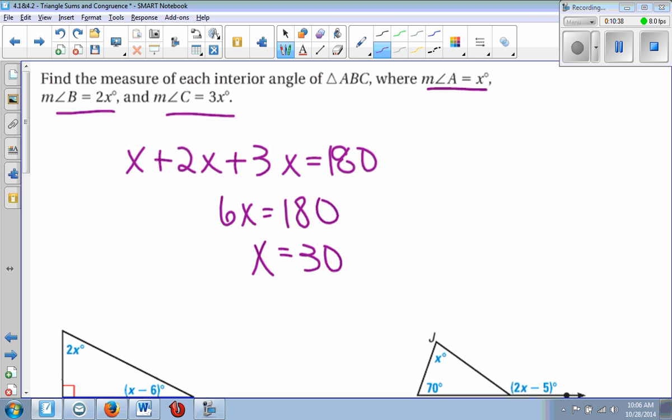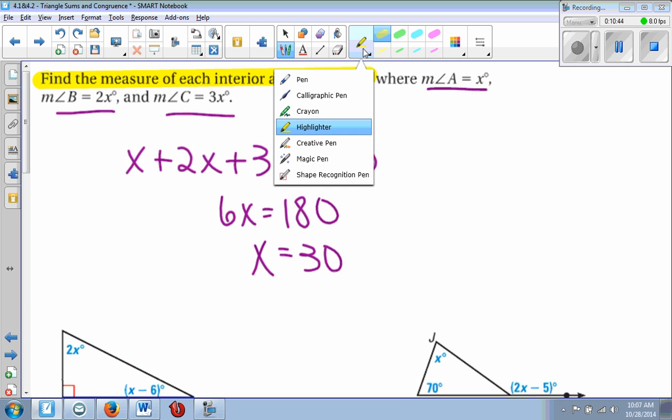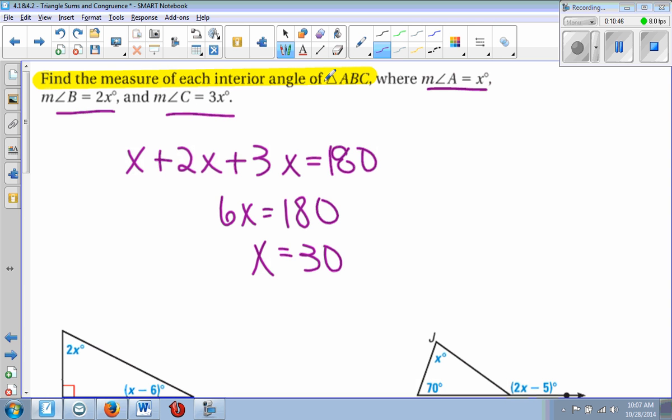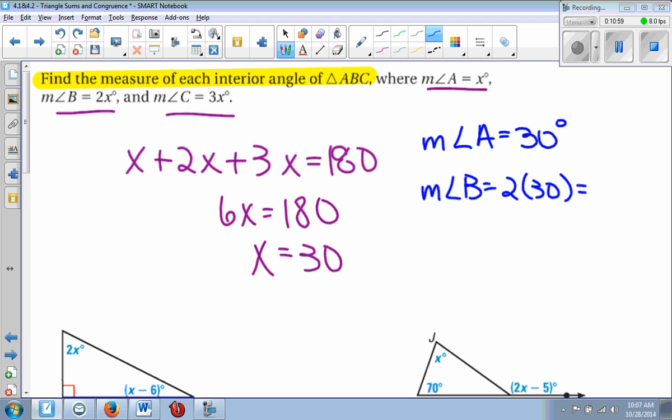Now the directions of the problem say that you want to find the measure of each angle, not just the value of x, which means that we now need to go back and plug that 30 in for each one of the angles. The measure of angle A was simply x. That's why A is 30 degrees. The measure of B is 2x, so 2 times 30 would give us 60 degrees. The measure of angle C was 3x, so 3 times 30 would give us 90 degrees.